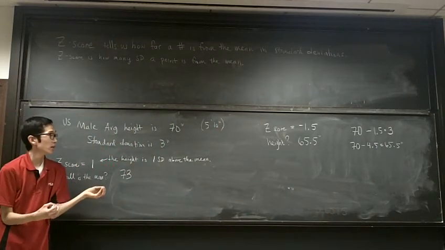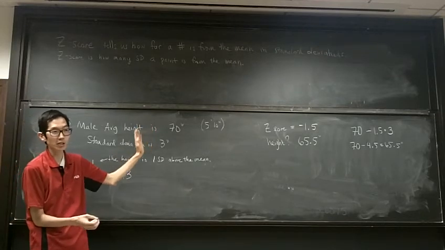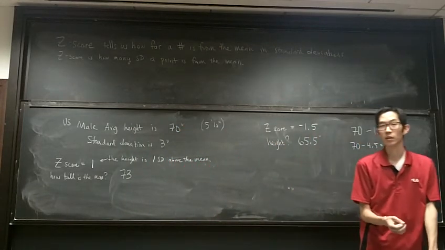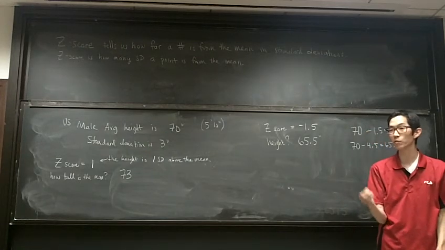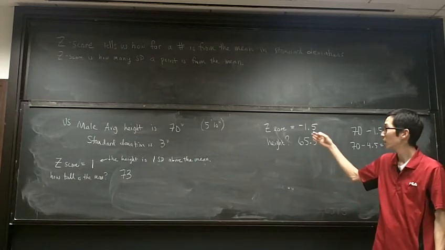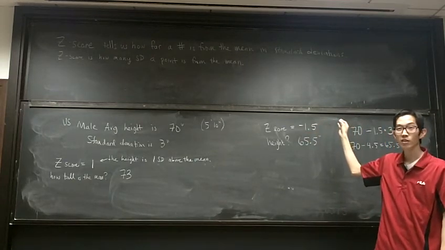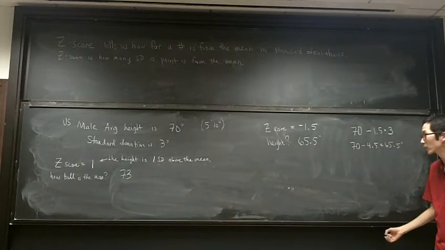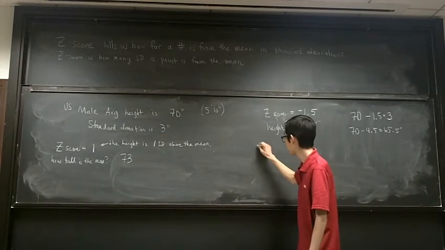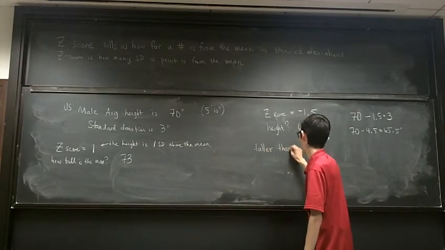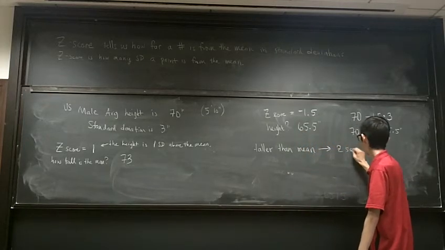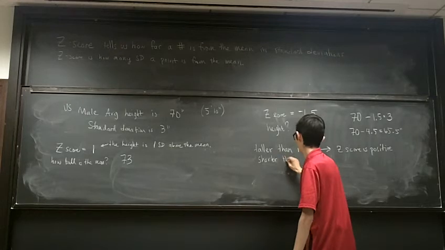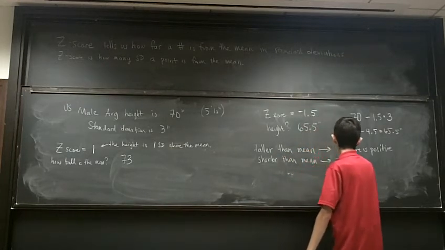So one thing you should know is that if somebody is taller than 70 inches, the z-score will always be what? Positive, right? Because if they are above the mean, above 70 inches, they will have a positive z-score. If somebody is shorter than 70 inches, you will have a negative z-score. Okay? So taller than the mean or higher than the mean always means z-score is positive. And shorter than the mean or lower than the mean, z-score is negative.